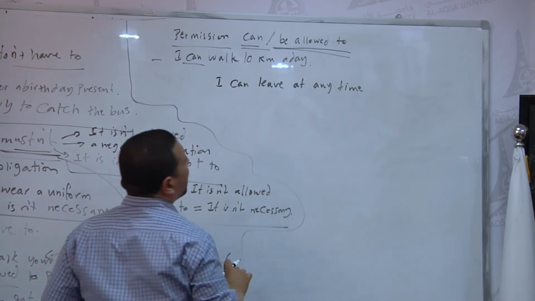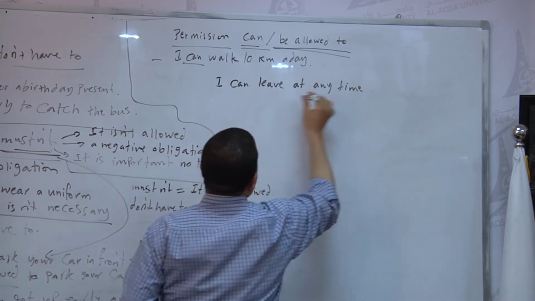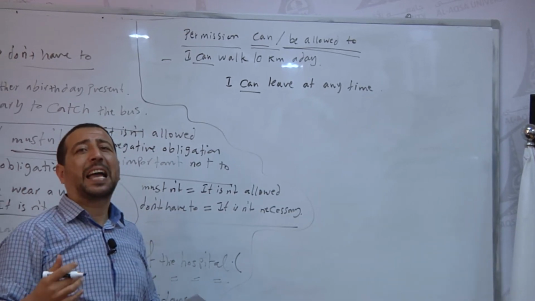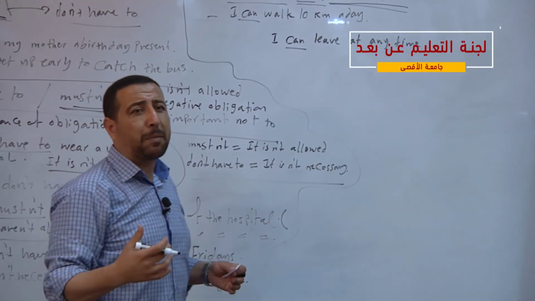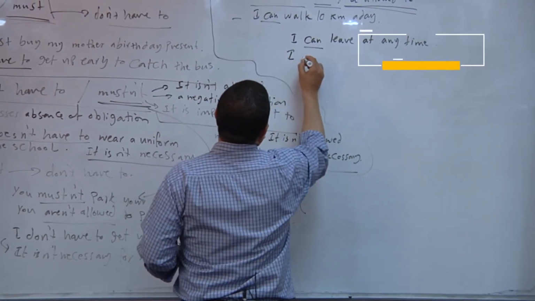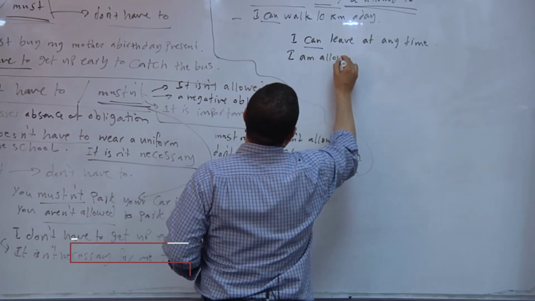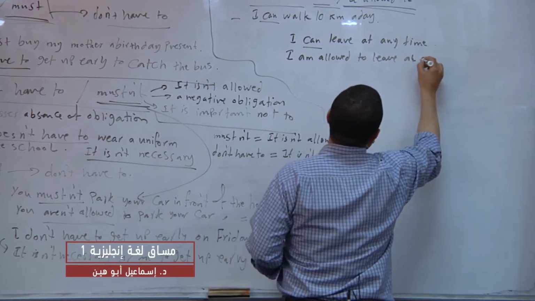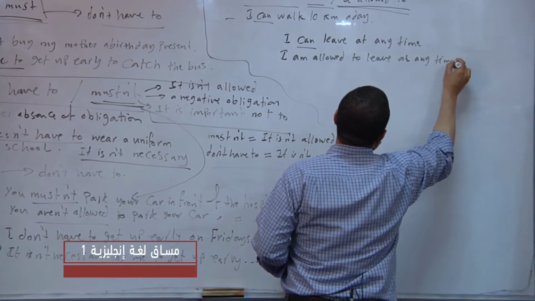I can leave at any time. Full stop. What is the meaning of can here? It means I'm permitted. I have the permission to leave at any time. I can leave at any time. It means I am allowed to. I am allowed to leave at any time.